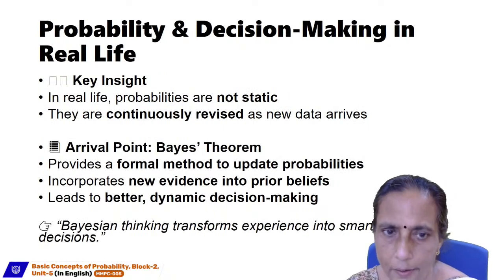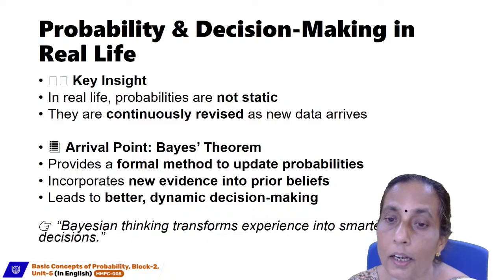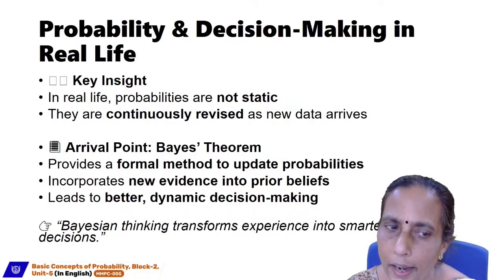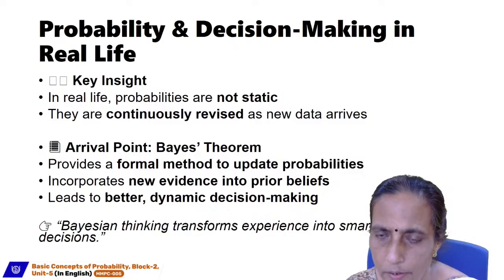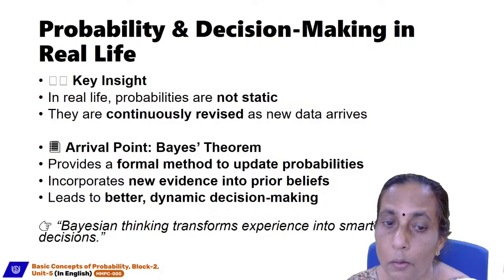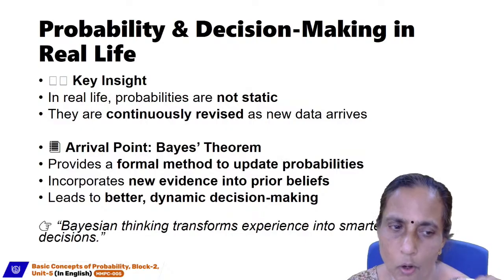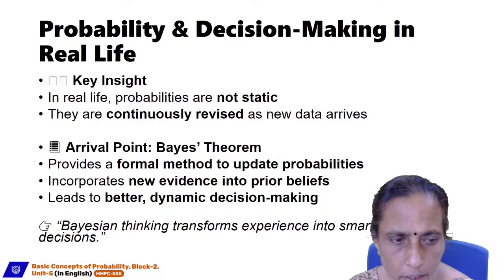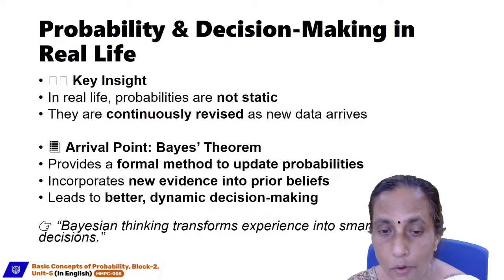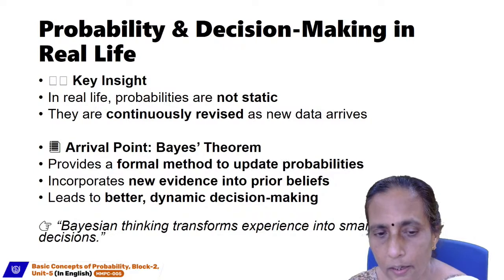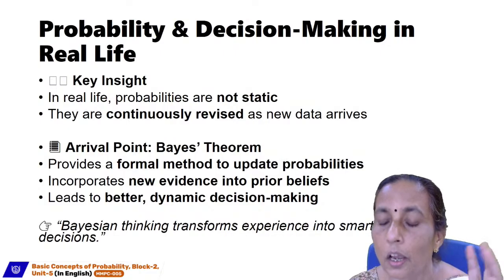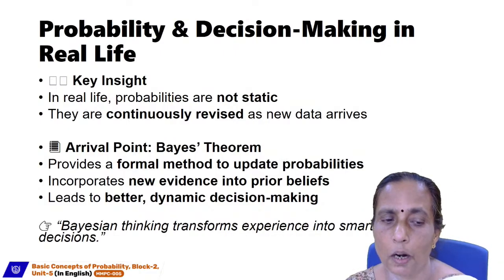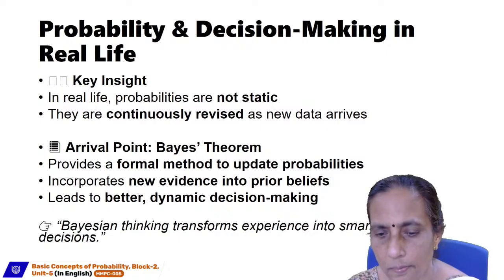So key insight: in real life, probabilities are not static, they are continuously revised as new data arrives. So at this point comes one more concept called Bayes theorem. It provides a formal method to update probabilities. It incorporates new evidence into prior beliefs, leading to better dynamic decision making. So Bayesian thinking transforms your experience into smarter future decisions.